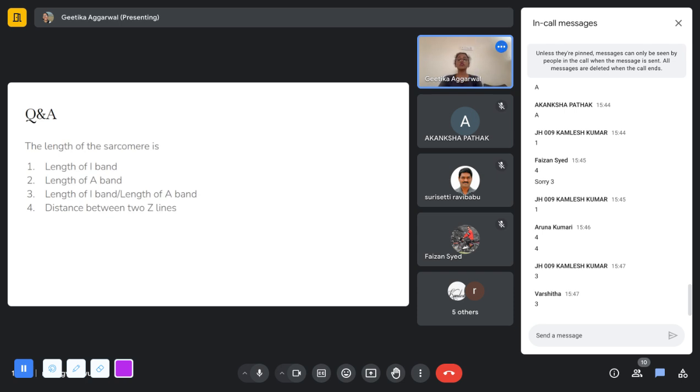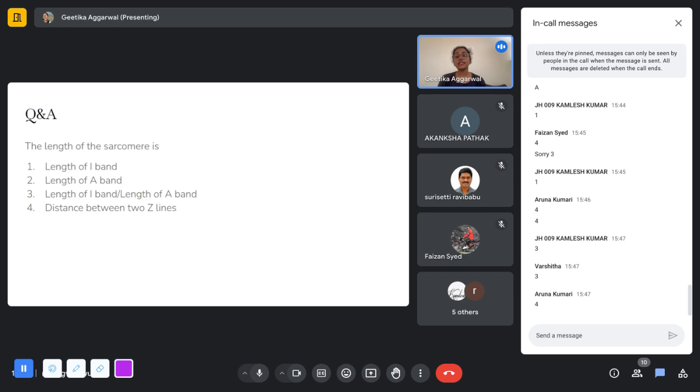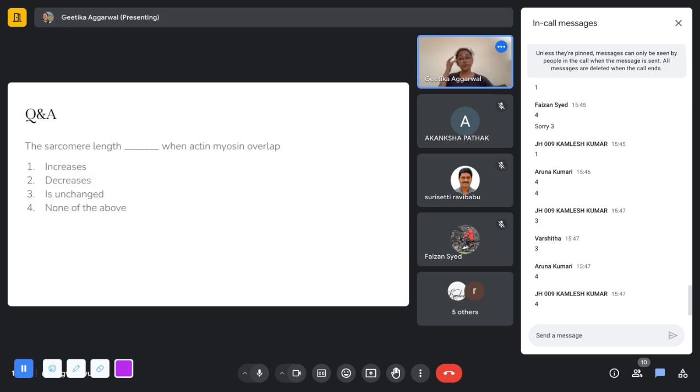Moving on to how would you describe the length of a sarcomere? The length of a sarcomere is dash. Number 4, correct. The length of the sarcomere is basically the distance between two Z lines. As we said, the two Z lines are the ones that are found at the edges or at the ends of a sarcomere. So they are the ones that define the length of the sarcomere.